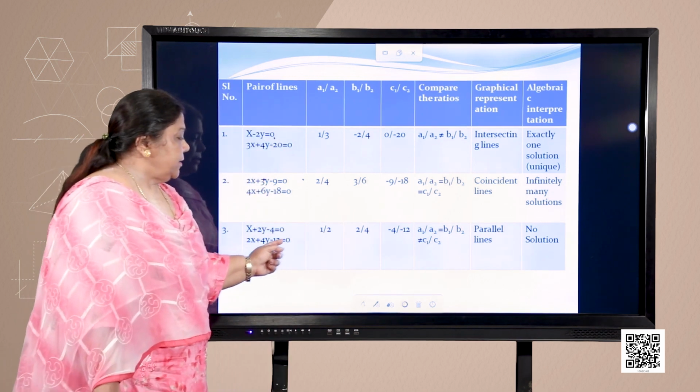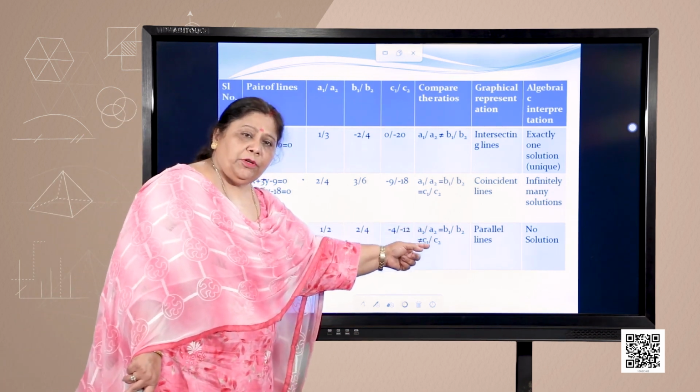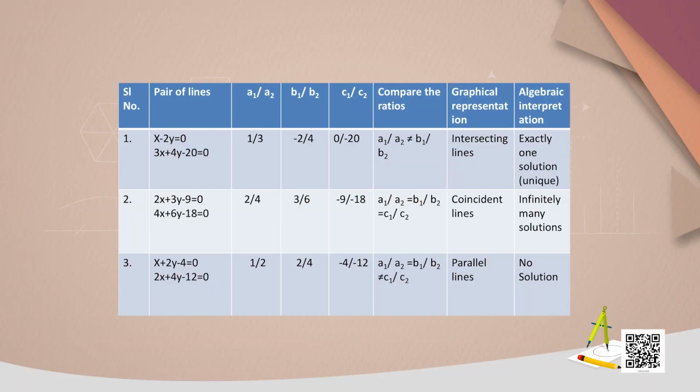In the third case, we find that a1 upon a2 is equal to b1 upon b2 but that is not equal to c1 upon c2 and therefore the lines are parallel and the system has no solution. I hope the things are clear.